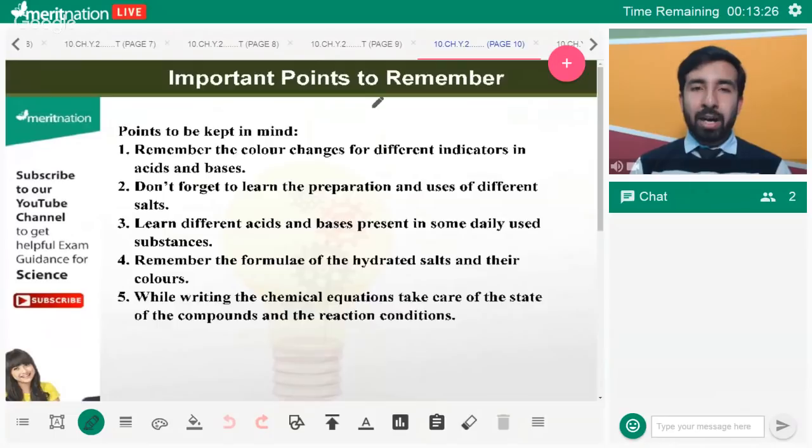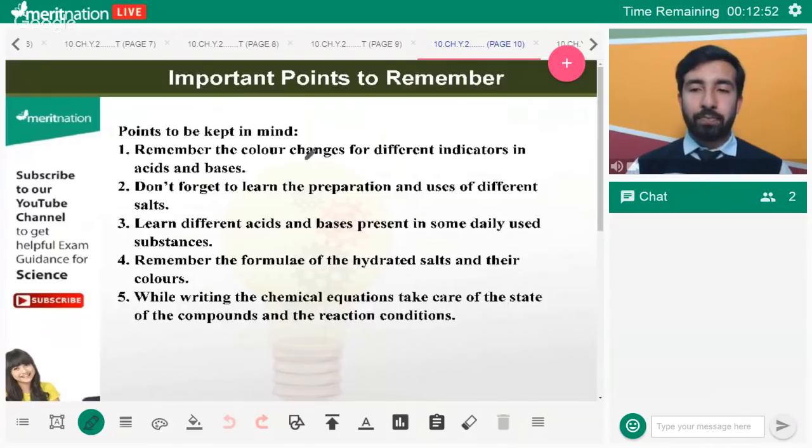The next important part is don't forget to learn the preparation and uses of different salts. We have already given you a table summarizing all the salts along with their preparation and uses. So revise that continuously so that it is easy for you to revise again. Next, learn the different acids and bases present in some daily use substances. For example, vinegar, tomatoes, milk, curd: what are the different acids and bases present in those? There is a table given in your NCERT, so don't forget to revise it.